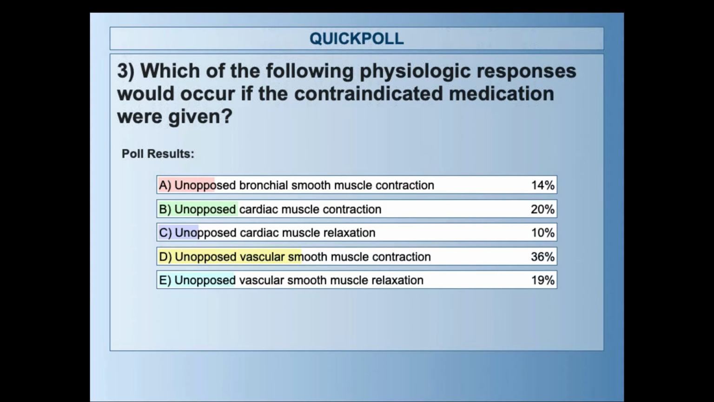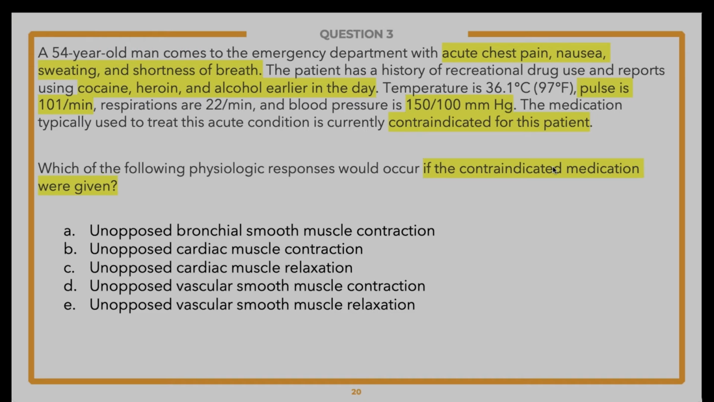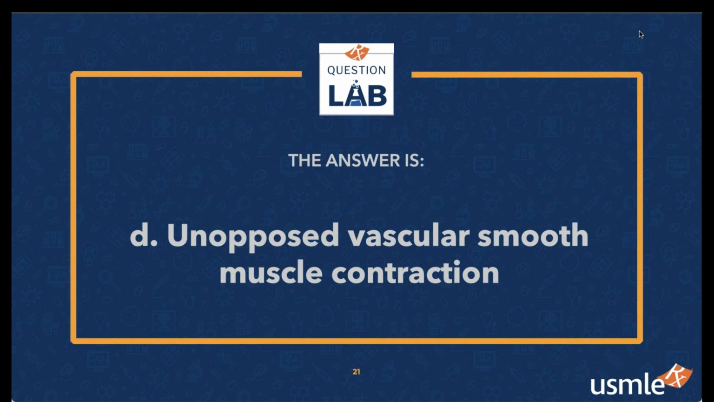And then answer choice A got some votes, and even the lowest vote getter got double digits, at least in terms of percentage. So very interesting. So with that, I'm going to hide the results, and I'm going to reveal the answer. And the answer is answer choice D, unopposed vascular smooth muscle contraction.